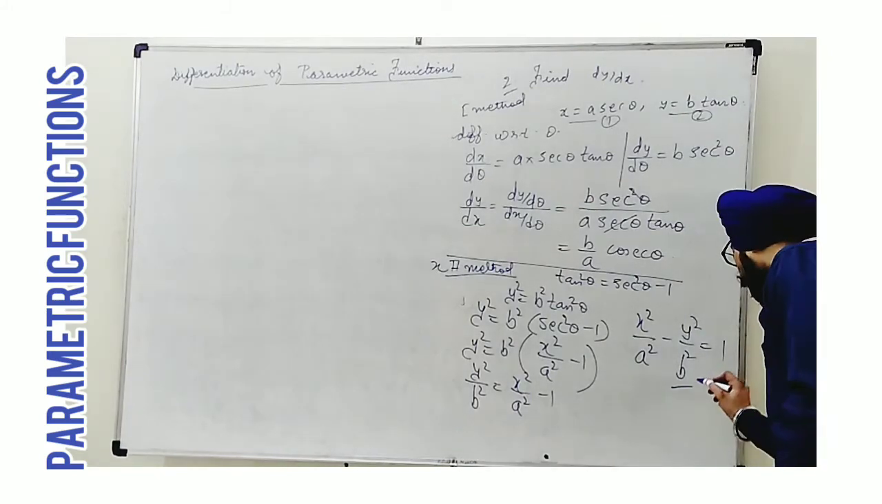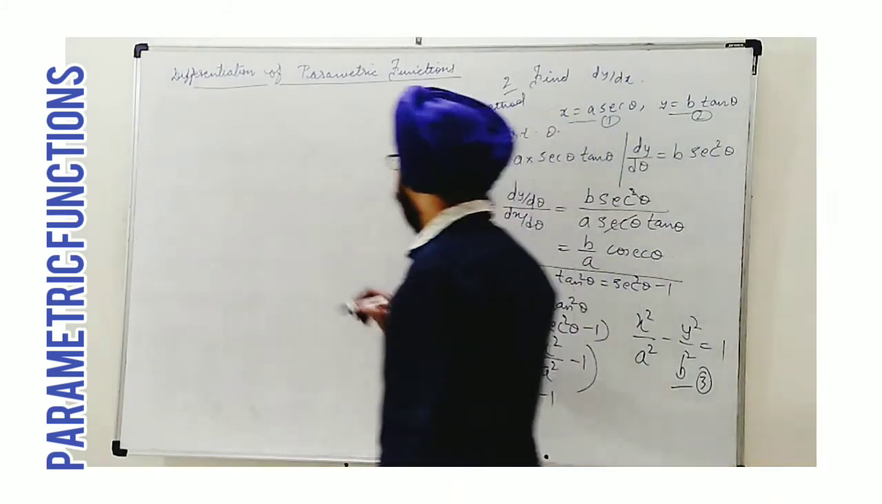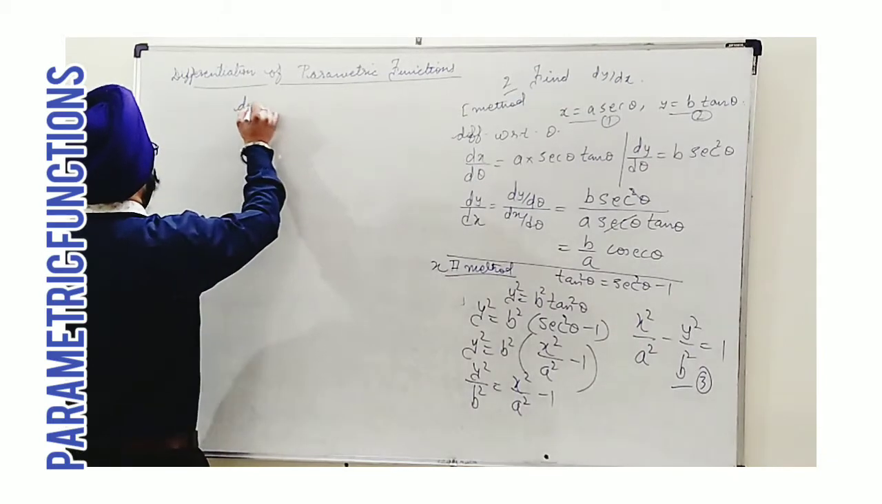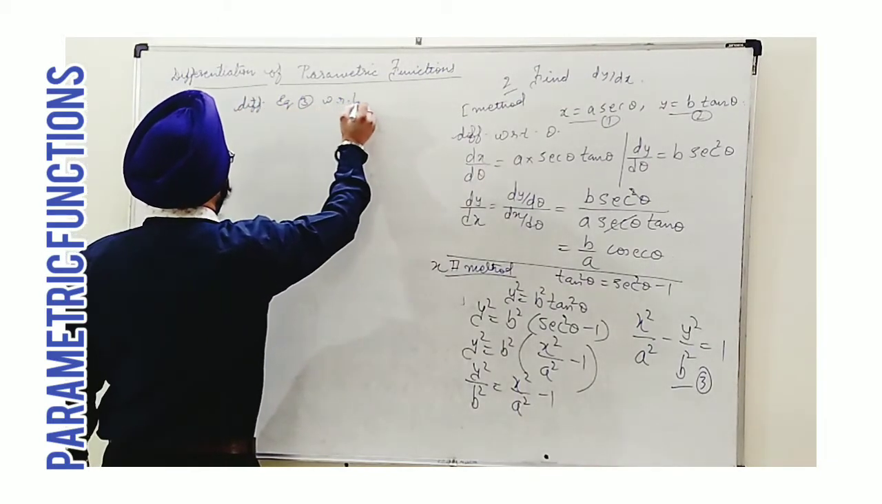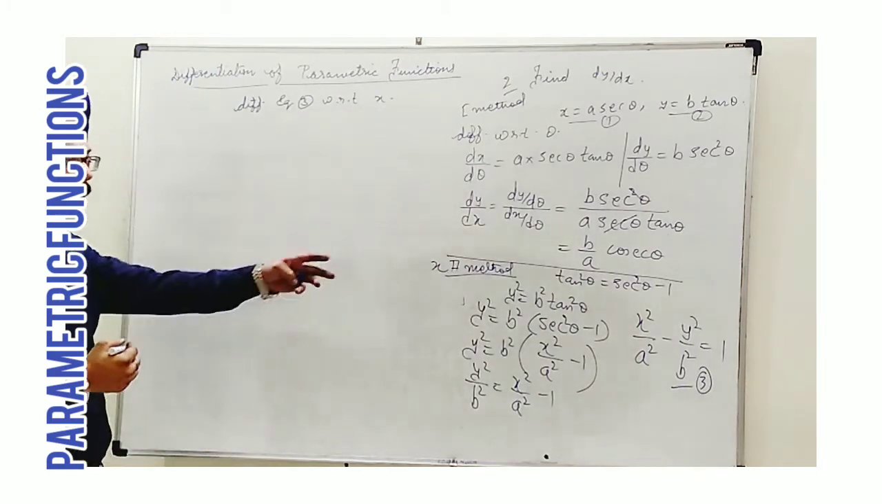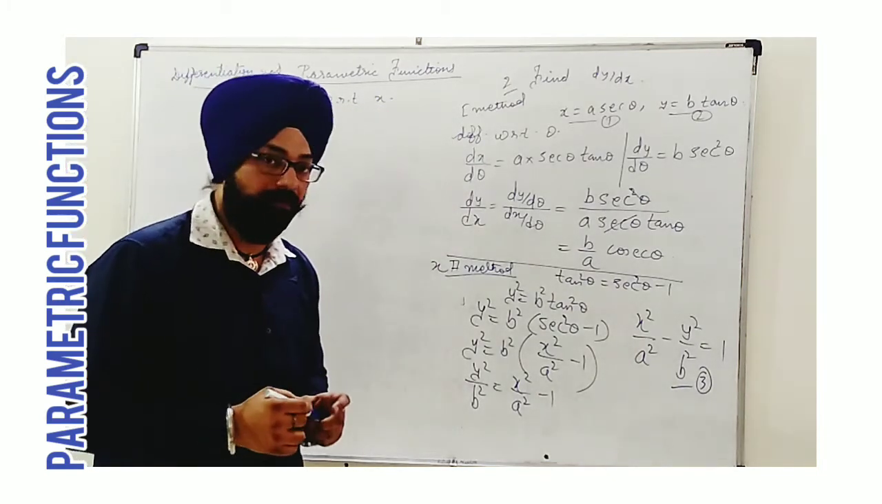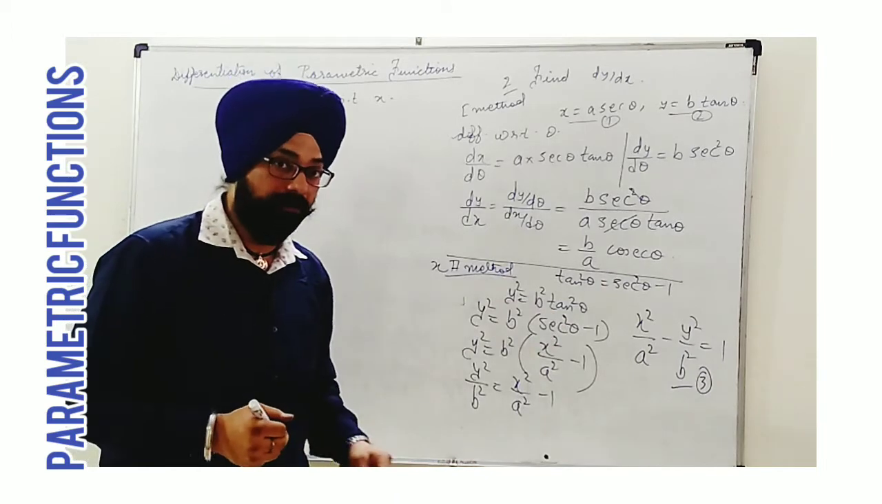Now we can say this is equation number 3. So differentiating equation 3 with respect to x now. In the second method, as we are obtaining the equation in terms of x and y, we will differentiate both sides in terms of x.